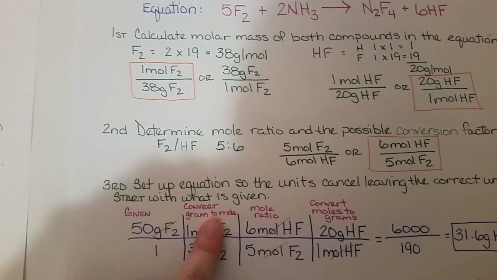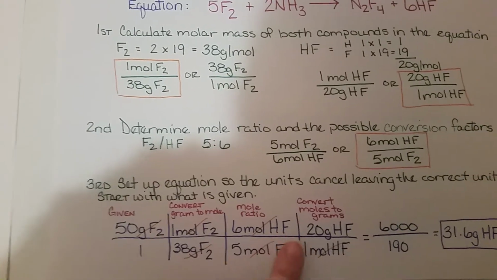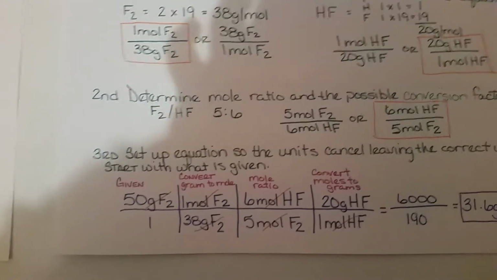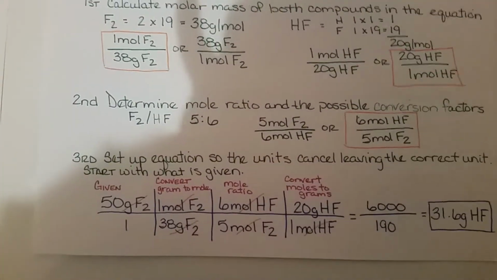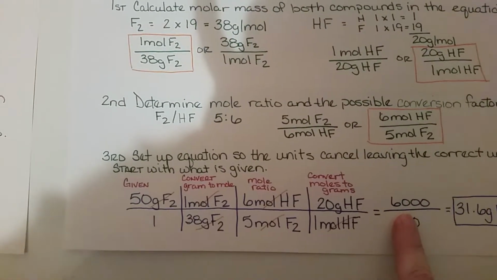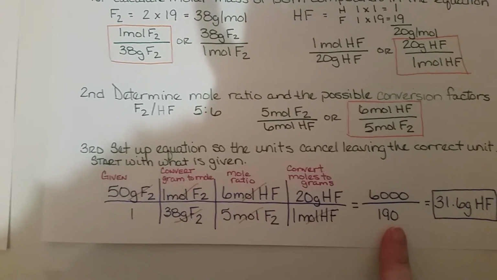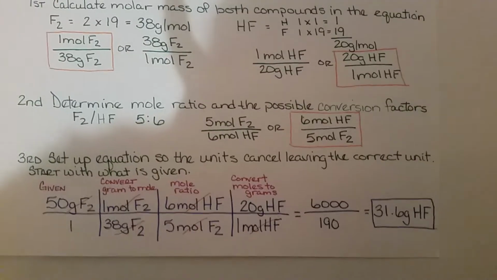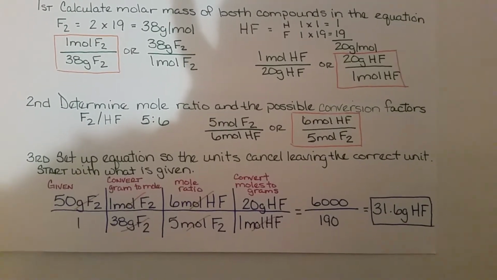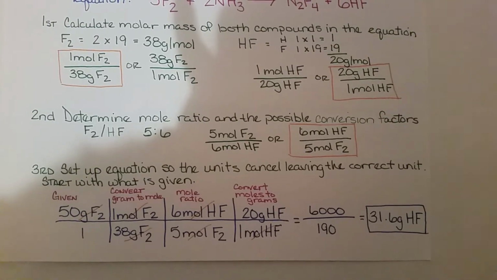So I have a grams to mole ratio, so I change compounds, and then moles back to grams. The easiest way to do this is to multiply all the way across the top and get a number. In this case, it's 6,000. Multiply across the bottom and get another number. In this case, it's 190. And then you simply divide, and you end up with 31.6 grams of hydrogen fluoride if you start out with 50 grams of fluorine gas.